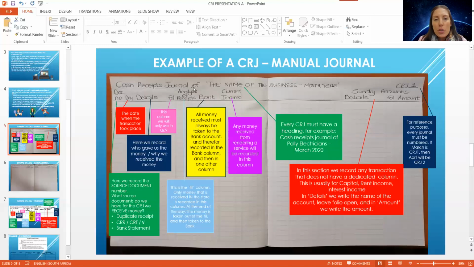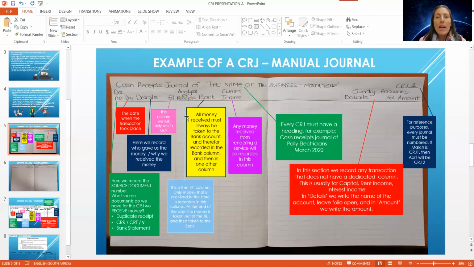Now, this first column that we have is the analysis of receipts column. Now, people, in normal terms, I call it the till column. So how does this work? This column we only use to indicate when we received money in the store and we've put the money in the till. So the analysis of receipts column is the till of the business.